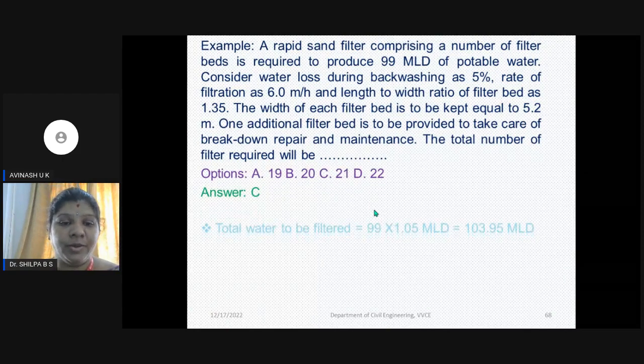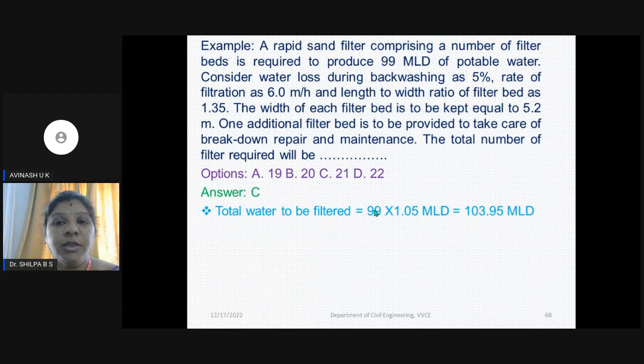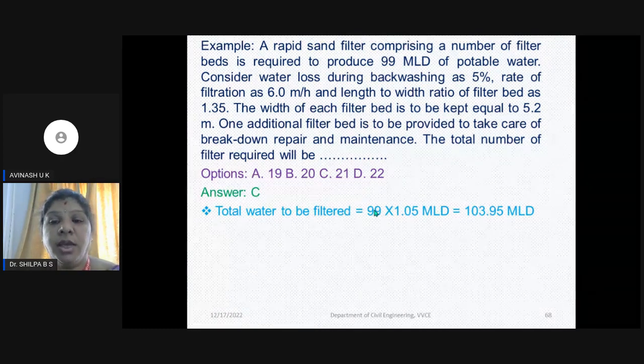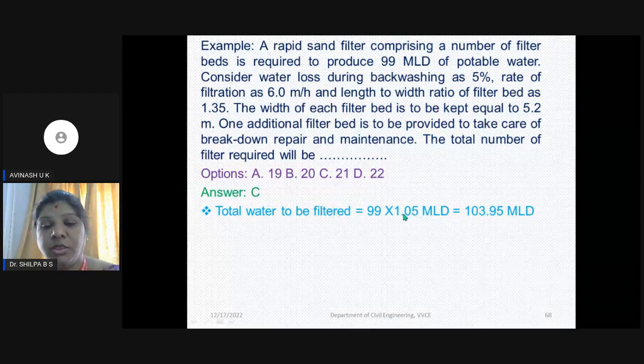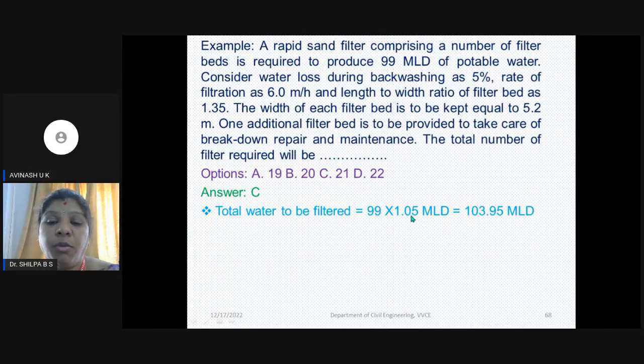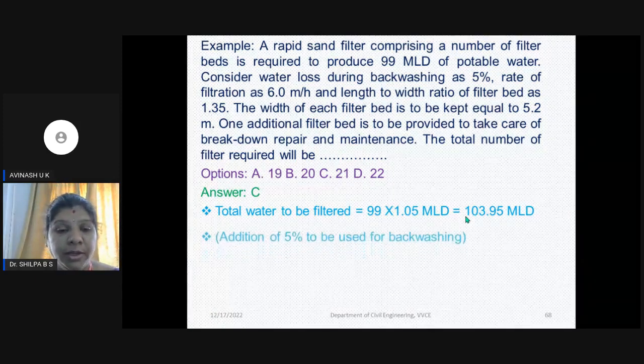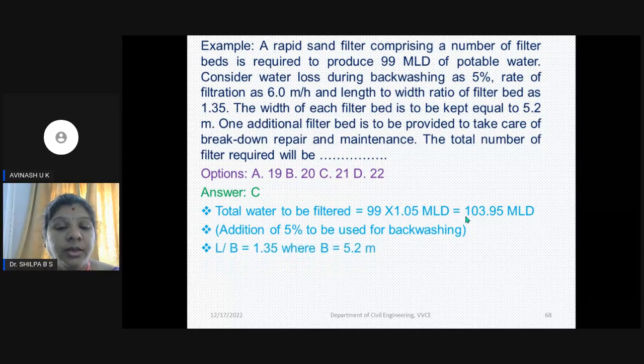We need to calculate. Here the water to be filtered is 99 into 1.05 MLD, because they have given that the water loss during backwashing is 5%. So while calculating the total water that we are treating, we need to consider that, which is why we multiplied by 1.05. So the total quantity of water that we are filtering is 103.9995 MLD.